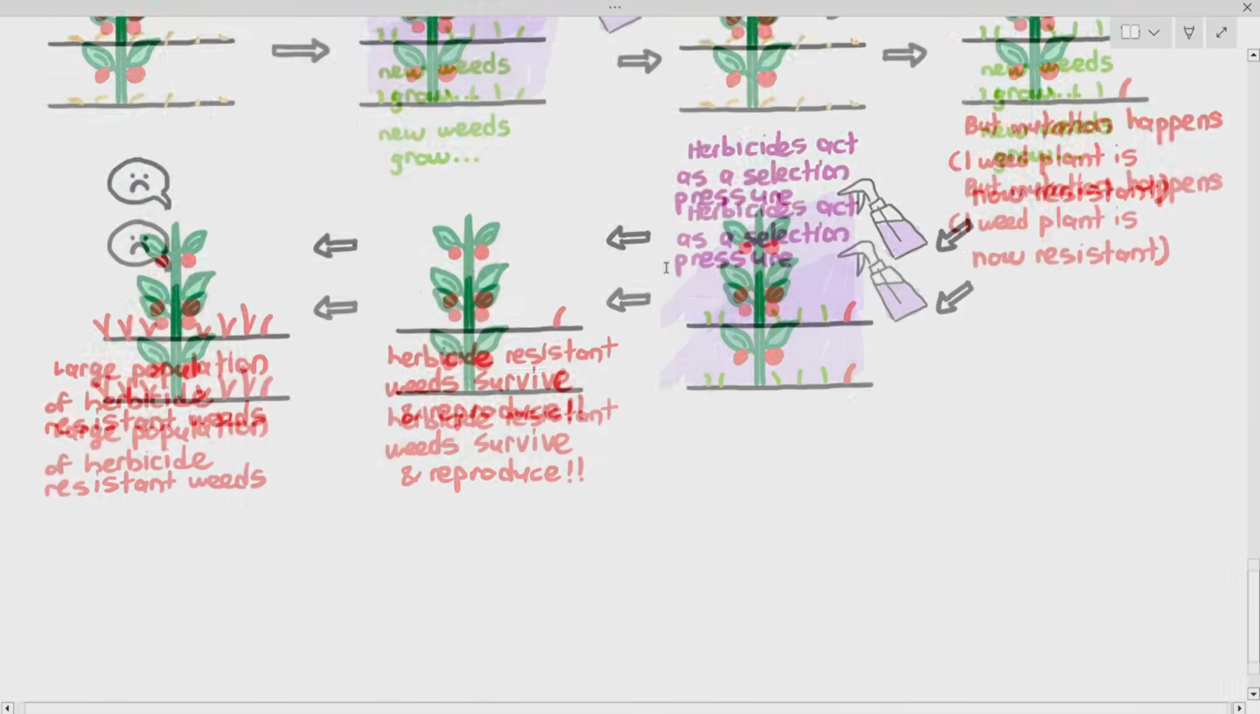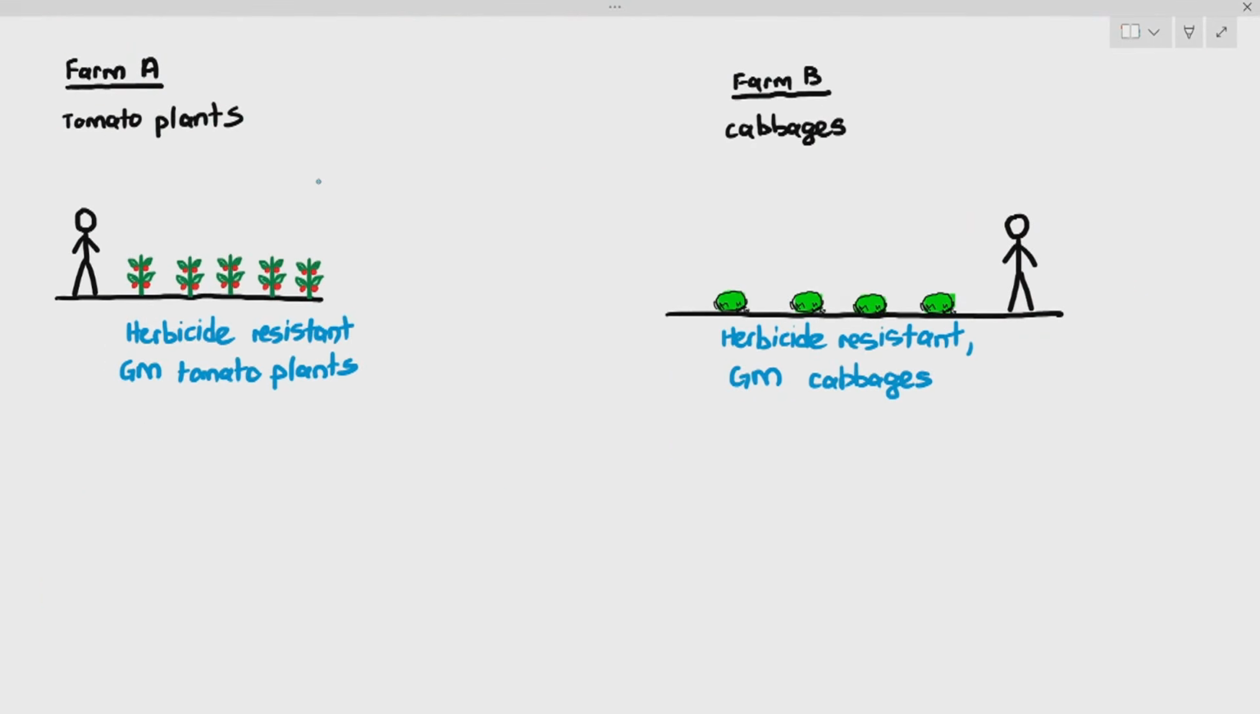Okay, let's imagine two farms. Farm A grows tomato plants and Farm B grows cabbages. And in Farm A, the farmer has herbicide-resistant genetically modified tomato plants. And for Farm B, the farmer has herbicide-resistant genetically modified cabbages. Fine. So let's look at Farm B. Anytime the farmer has small little weeds growing over there, you can see that I'm just drawing it.